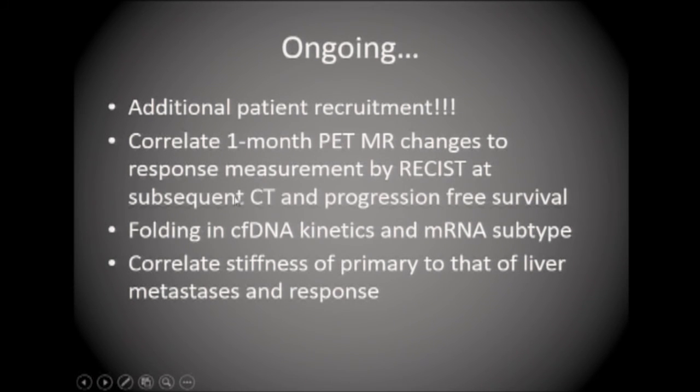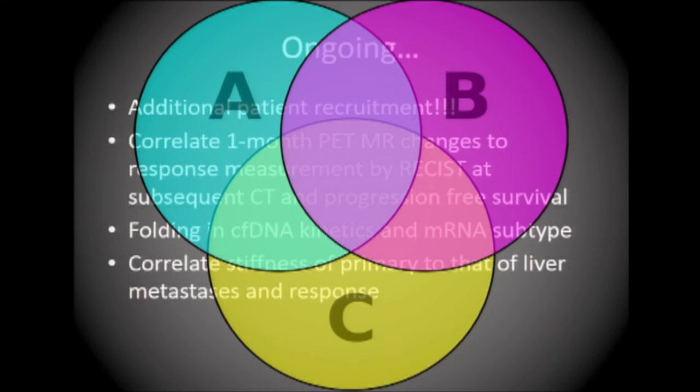We'd like to fold in other parameters that we've talked about today, like RNA subtyping and cell-free DNA kinetics, and obviously the biophysical components that we've heard about today are going to be an obvious correlate in the lab if we can get these tissues out of the patients in good shape.